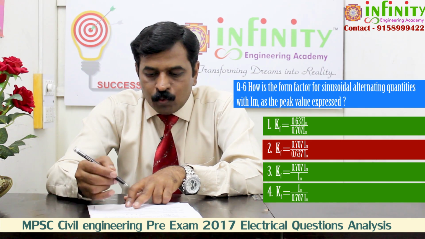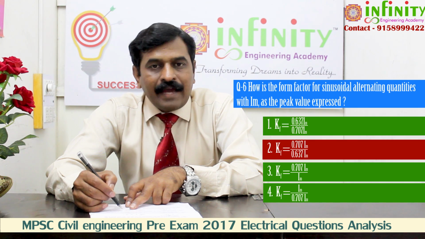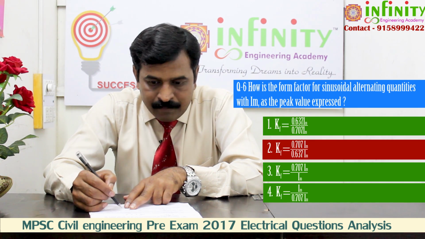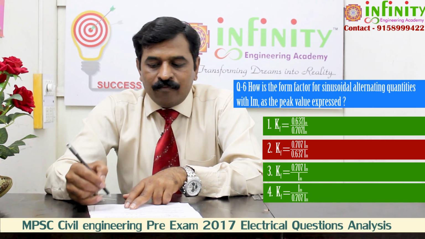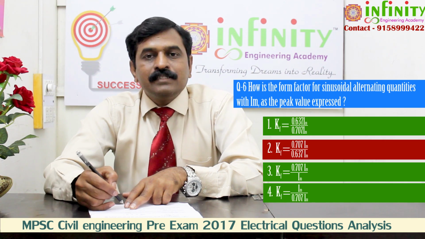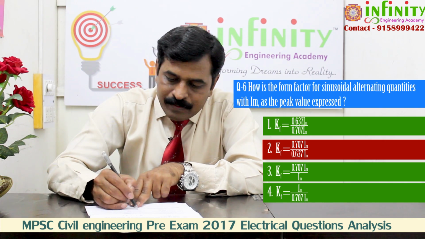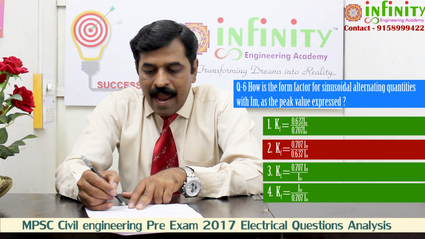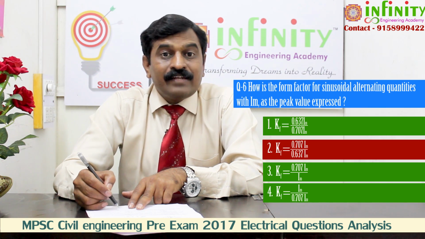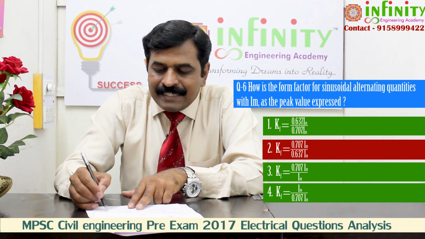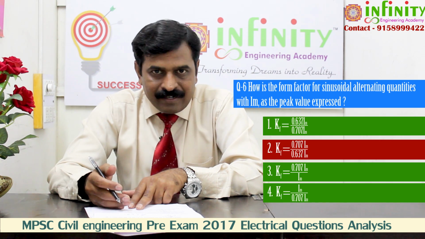Kf is equal to 0.707 Im divided by 0.637 Im. This is the actual ratio for a form factor. Form factor is defined as Kf equal to this value. The last option given is Kf equal to Im upon 0.707 Im. If we look at this option, this is nothing but the crest factor, the definition of crest factor.